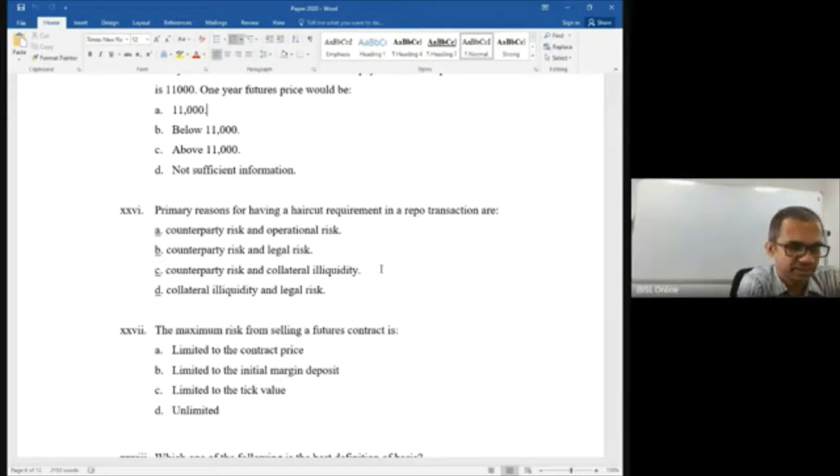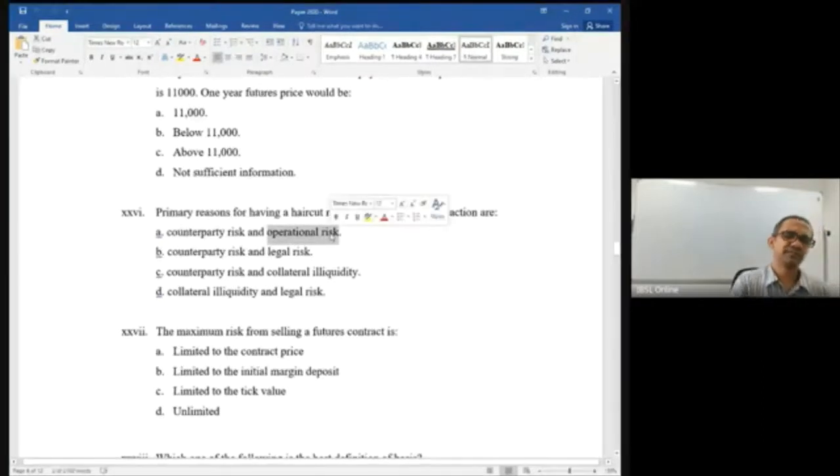Counterparty risk is that if the counterparty defaults, we can take that collateral and recover it. If the collateral is illiquid when you are trying to sell it, you may have to sell it at a lower price. So when you have the haircut, it will give you enough recovery to cover the lent amount.